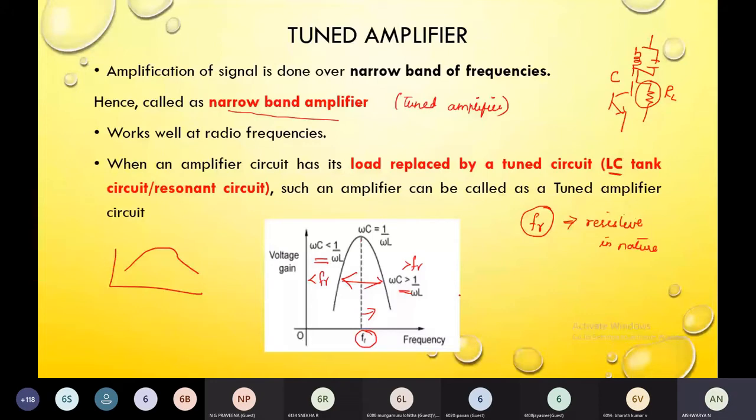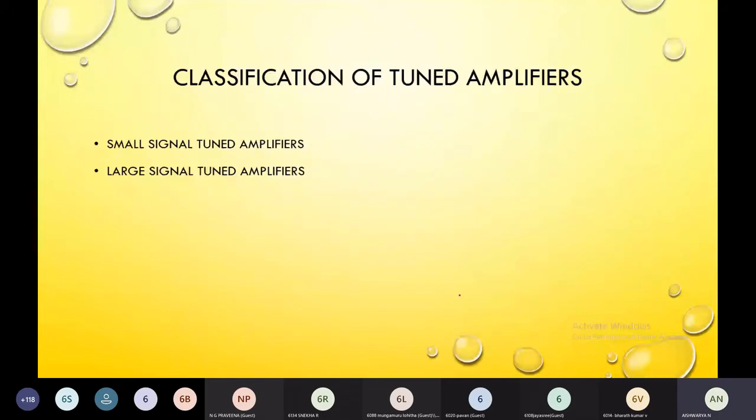And the next topic is classification of tuned amplifiers. So basically you have two types of tuned amplifiers. One is small signal tuned amplifier. Another one is large signal tuned amplifier. As the name indicates, the power involved in a small signal tuned amplifier is going to be small. And in a large signal amplifier, the power involved is going to be comparatively large. So that is called a small signal amplifier and a large signal amplifier.